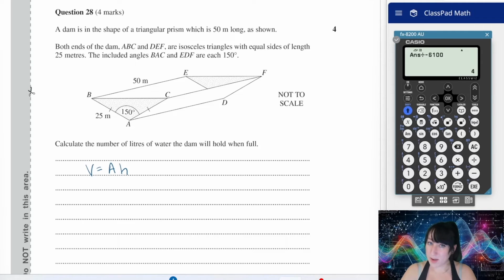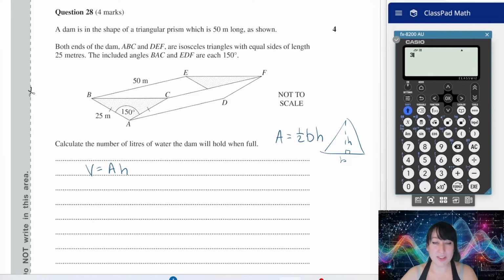So this is a triangular prism. To find the volume, we have to find the area of the triangular base, which we see in the front here. Now there's 2 ways to find the area of a triangle. The classic: area equals 1/2 base times height. We can use that when we have a base and a height.